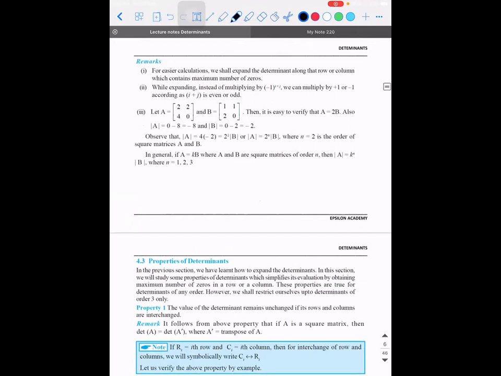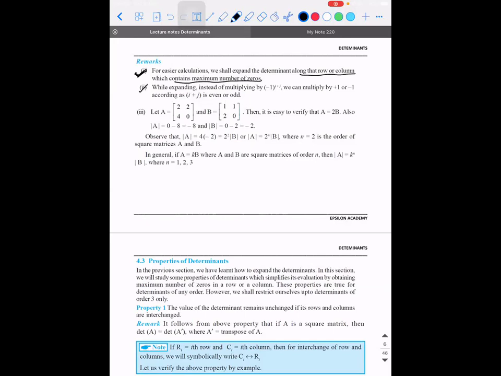Generally when you expand it, these remarks are given for you to apply in the concept of properties of determinant, which is actually removed from the syllabus again. For easier calculations, I hope you would have learned all these properties, right? They would have started this chapter in the beginning of the year. So generally what we do for easier calculations, we will expand the determinant along the row or a column which contains the maximum number of zeros. That is how we choose.